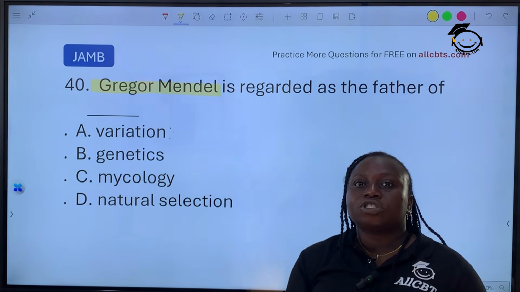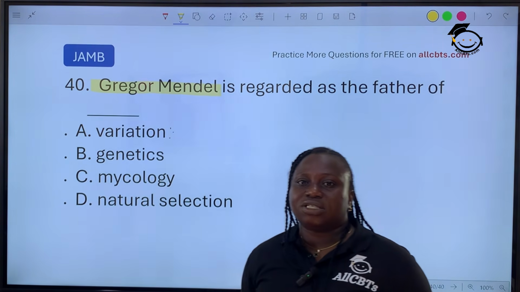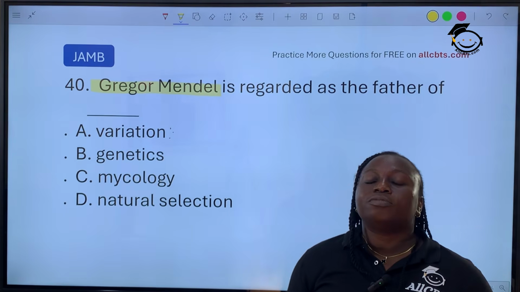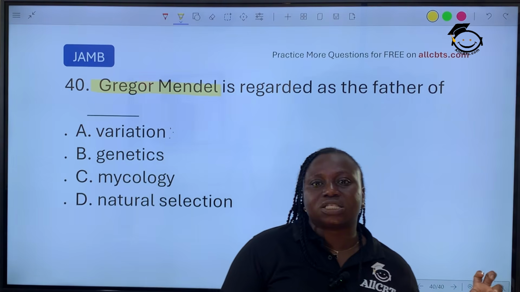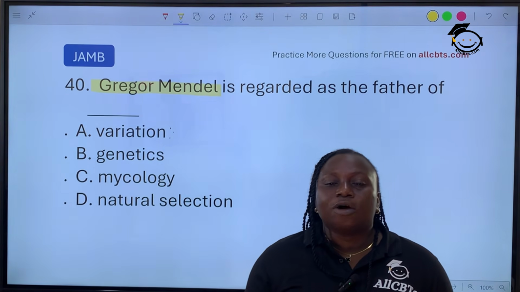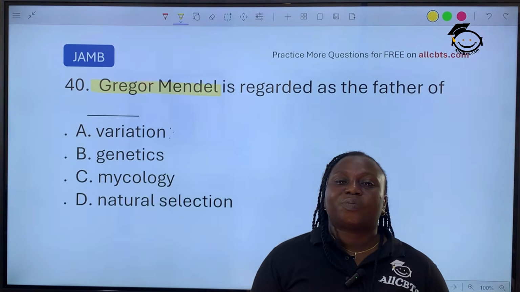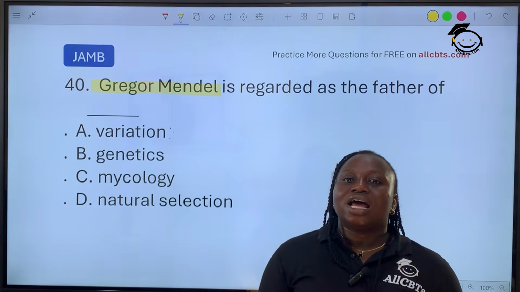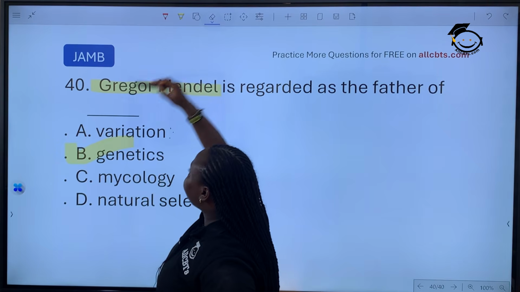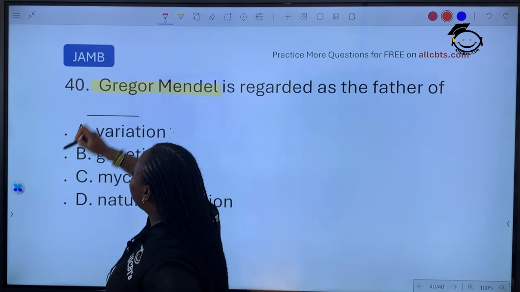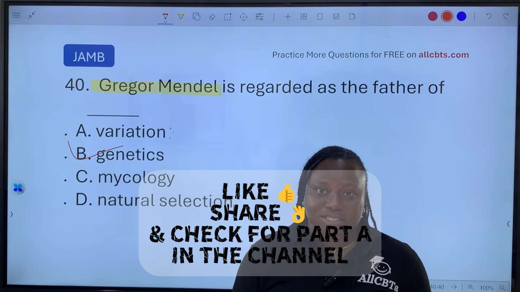Gregor Mendel was the one that discovered dominance and recessiveness. He was also the one that told us that traits can be passed from parents to offspring. That is the term heredity. Heredity tells us that traits can be passed from parents to offspring, and that comes under genetics. So because of that, we can say that Gregor Mendel is the father of genetics.